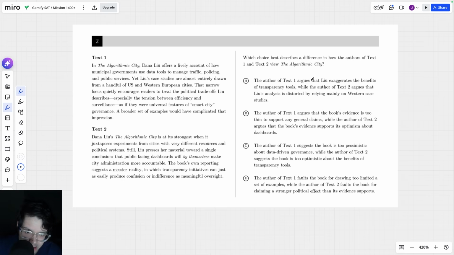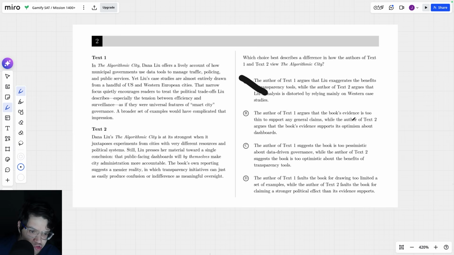Okay, A: the author of text 1 argues that Lu exaggerates the benefits of transparency tools. Actually, nothing there about exaggerating the benefits. They're just trying to focus on the variety, so not A at all. B: the author of text 1 argues that the book's evidence is too thin to support any general claims. Too thin evidence, I don't think it says anything about that, at least in text 1, and not even text 2 either.